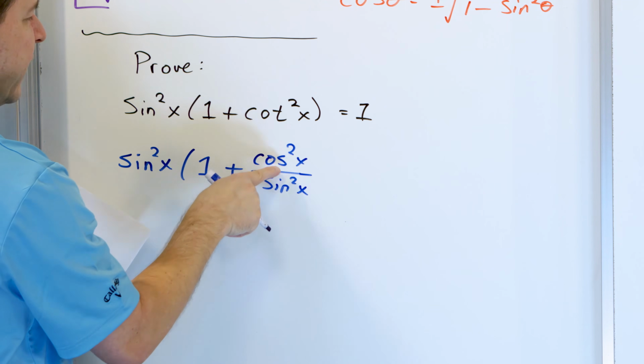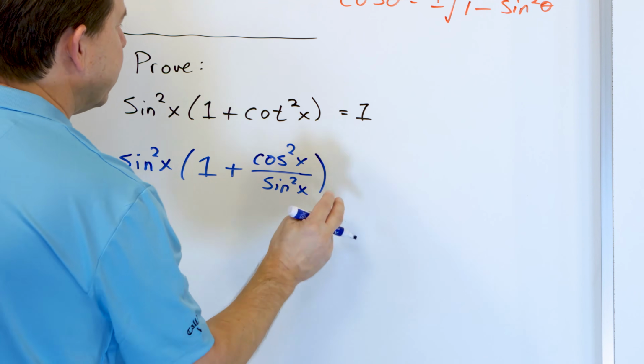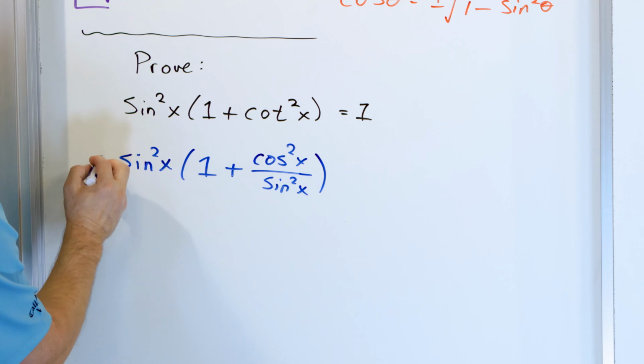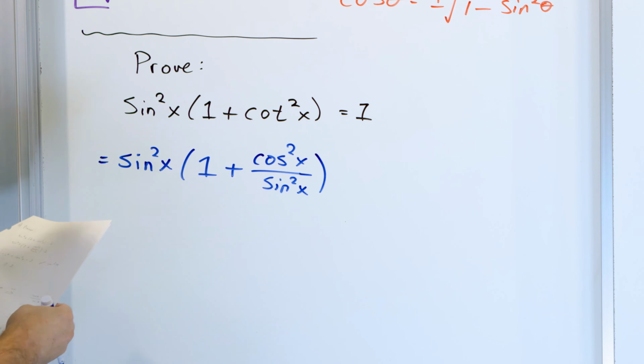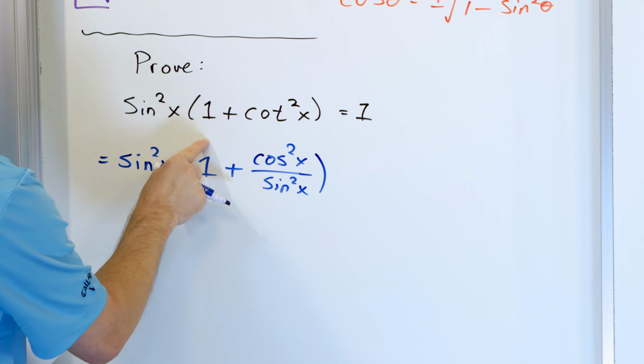So cotangent is cosine over sine, the whole thing squared, and so we have to do it. Now what I'm going to do is leave the right-hand side alone. I'm not going to touch it or anything else. I'm only manipulating the left-hand side. Now what would we do next? We need to distribute the sine in.